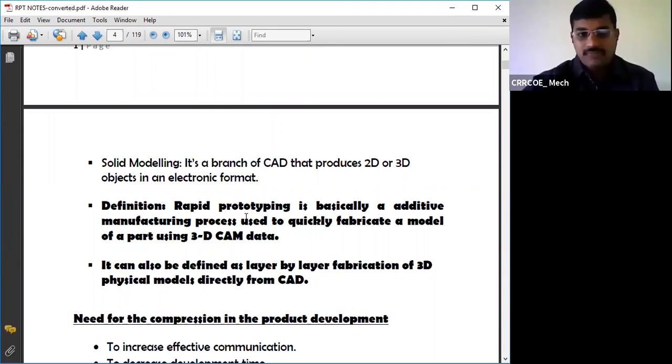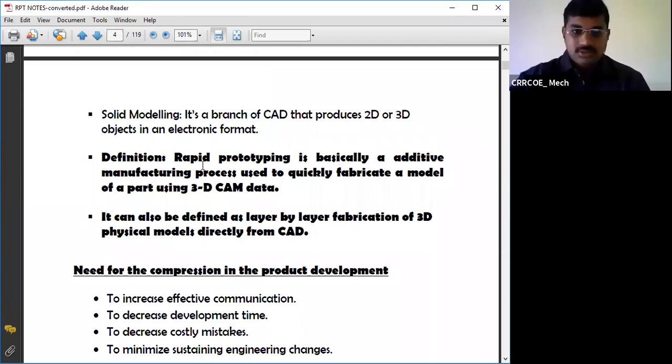And the rapid prototyping definition. These are all questions that will be given in the university examination. Rapid prototyping is basically an additive manufacturing process. If it includes only prototypes, we call it rapid prototyping. Sometimes using rapid prototyping techniques, nowadays we manufacture functional products or functional goods also. In that context, we call it the additive manufacturing process.